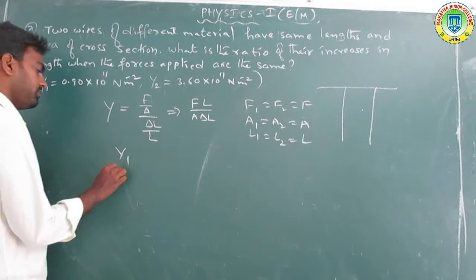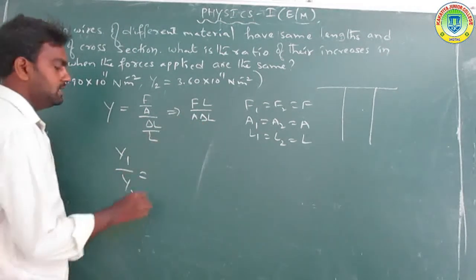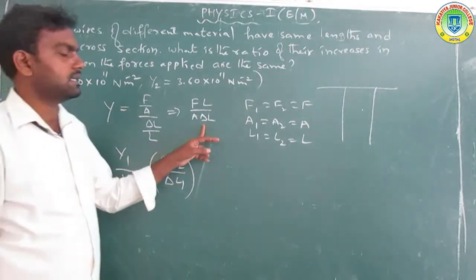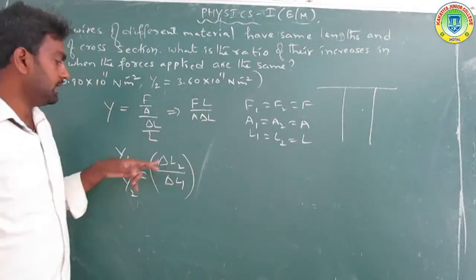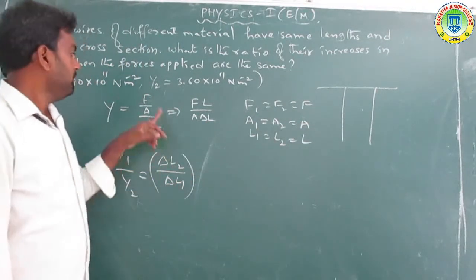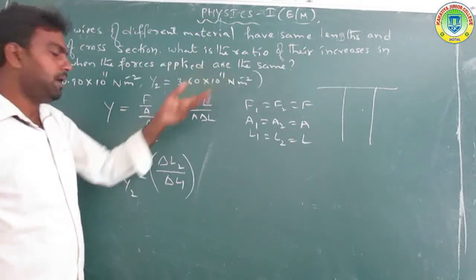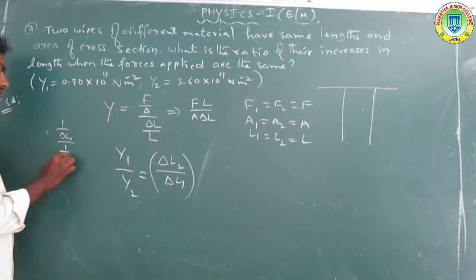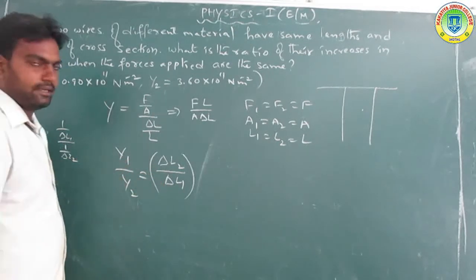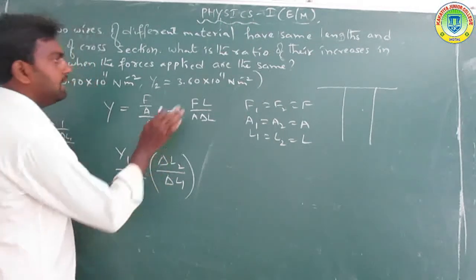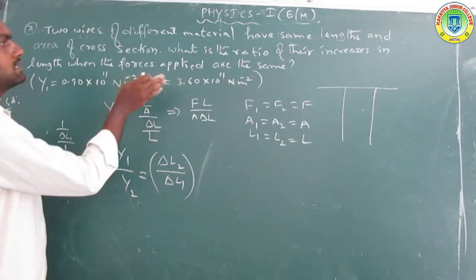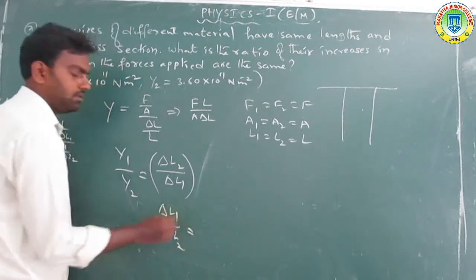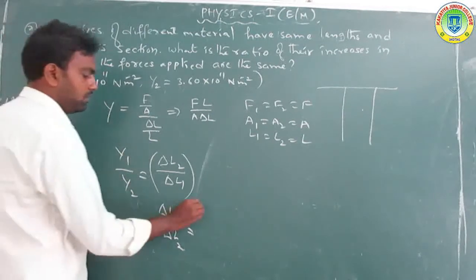In the case of two wires, Y1 by Y2 is equal to delta L2 by delta L1, because delta L is in the denominator. Now, to find out the increase in length, that means delta L1 by delta L2, we get delta L1 by delta L2 equal to Y2 by Y1.